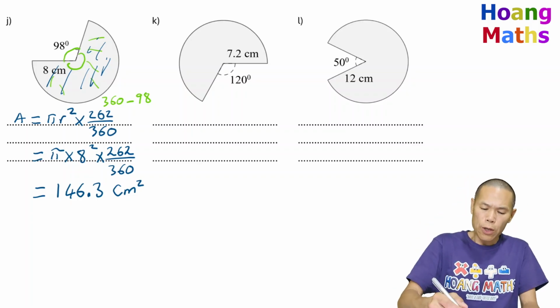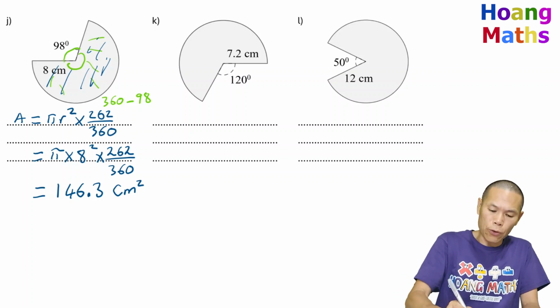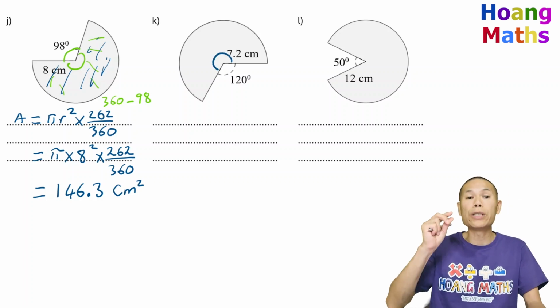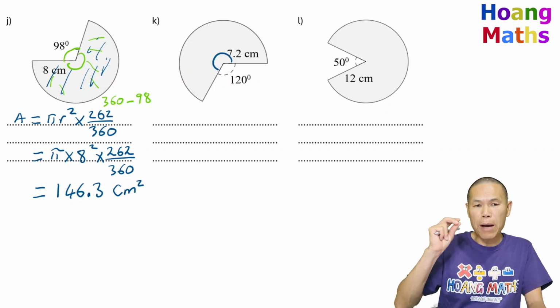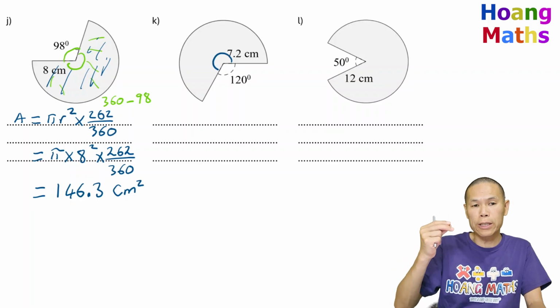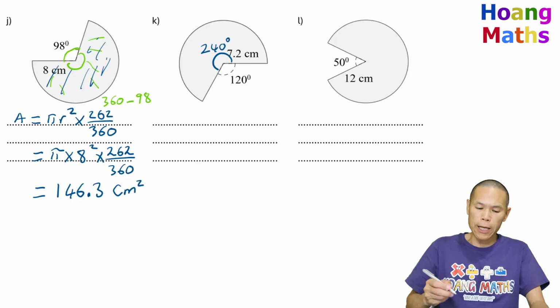So first of all, 120 degrees is outside, right? So therefore, this angle here is 360 minus 120. So 360 minus 100 will give me 260, minus 20, 240 here. Of course, you can just use your calculator.